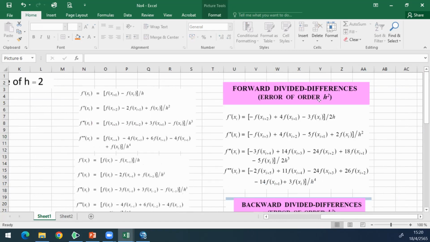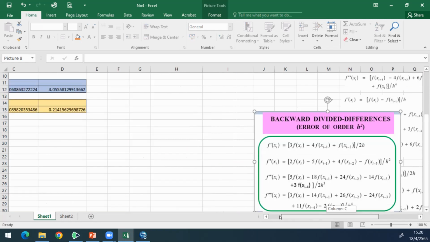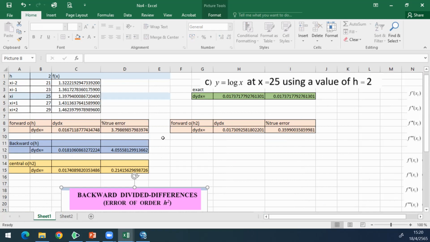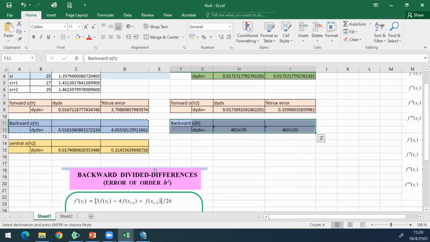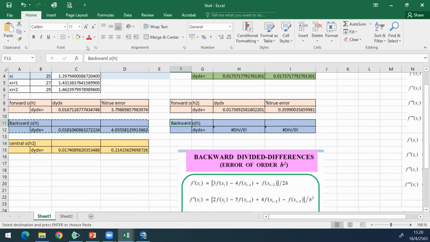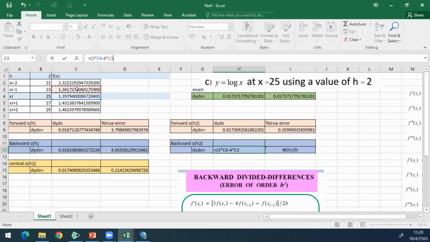Okay. So then we will use backward. For backward, which is O(h^2), that we apply for high accuracy. Okay, this becomes what? This becomes 3 times f(x_i), okay, minus 4 times f(x_{i-1}), right? Okay, plus f(x_{i-2}), okay, divided by 2h.